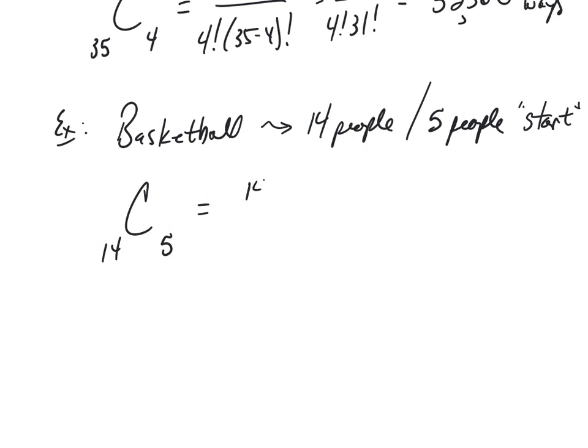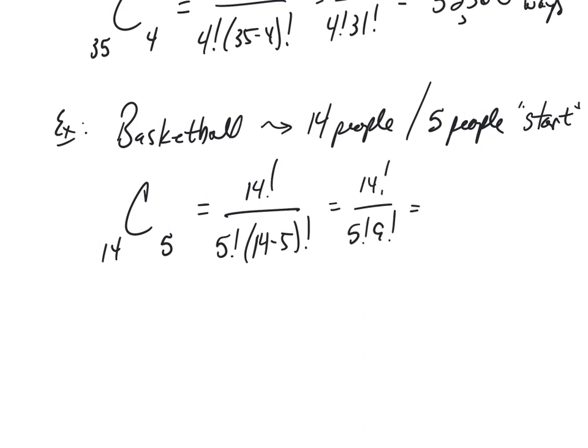So since order doesn't matter, it's going to be a combination. So it's going to be 14 factorial divided by 5 factorial times 14 minus 5 factorial. When I do the subtraction, 14 minus 5 is 9 factorial. And when I punch out the math for everybody, there would be 2,002 different starting lineups that Mr. McDonald could choose. Okay? So that's the end of section 6.